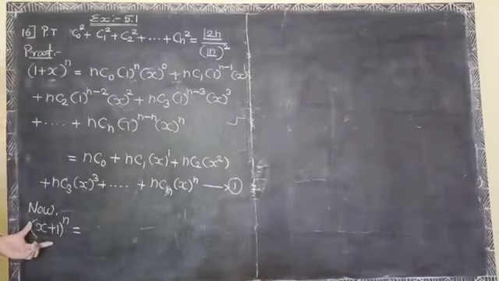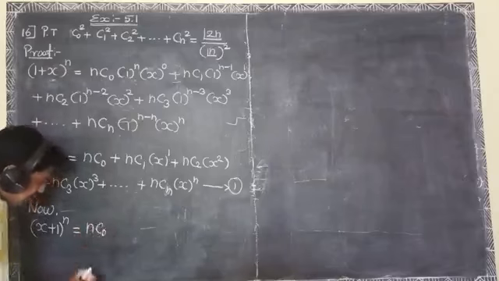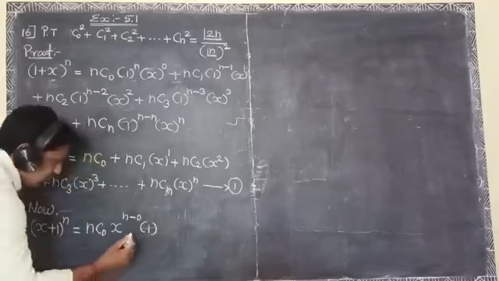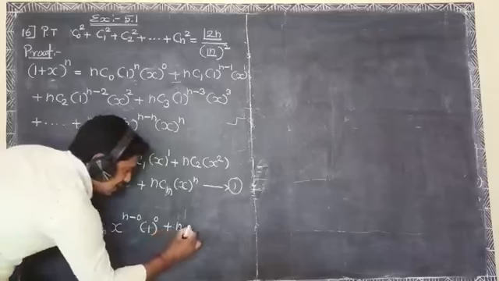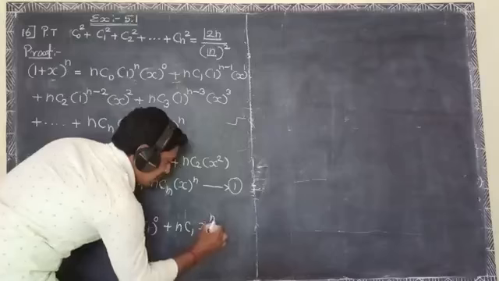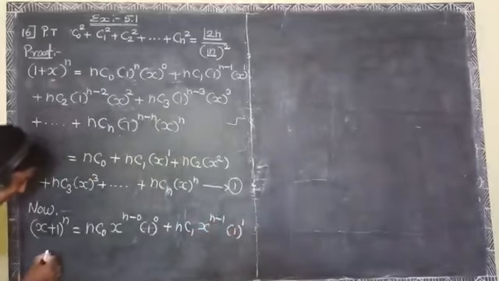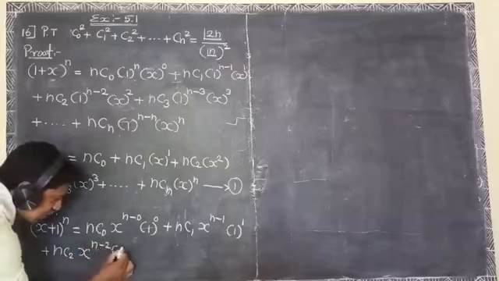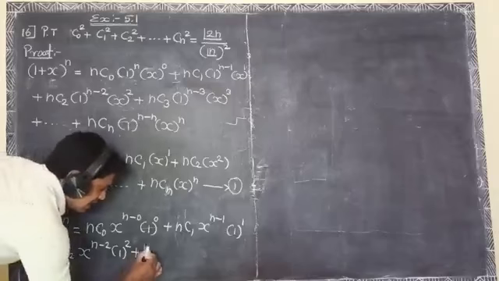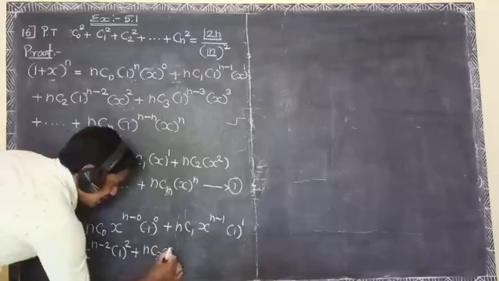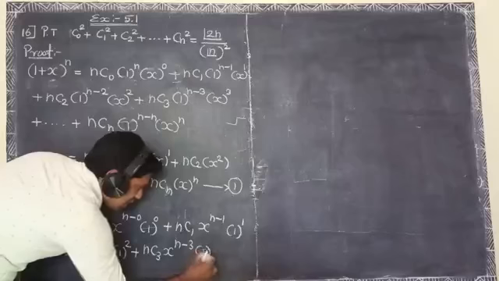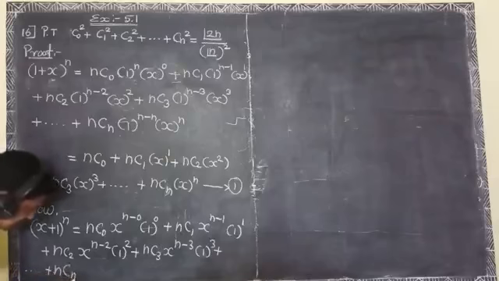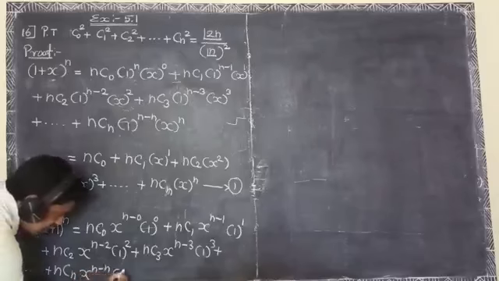Using binomial expansion, that is nC0 x power n minus 0, 1 power 0, plus nC1 x power n minus 1, 1 power 1, plus nC2 x power n minus 2, 1 power 2, plus nC3 x power n minus 3, 1 power 3, plus and so on, then the last term nCn x power n minus n, 1 power n.